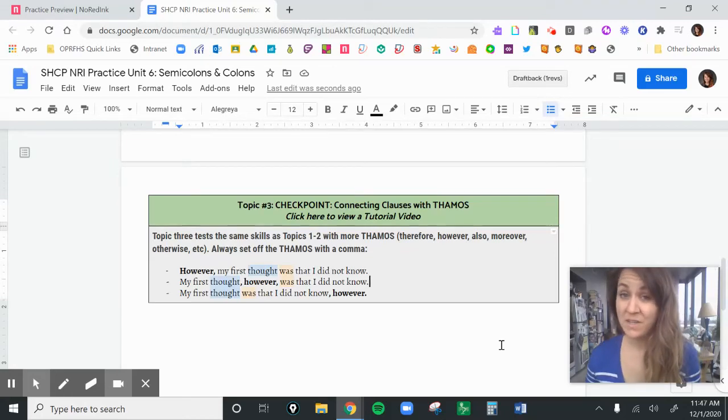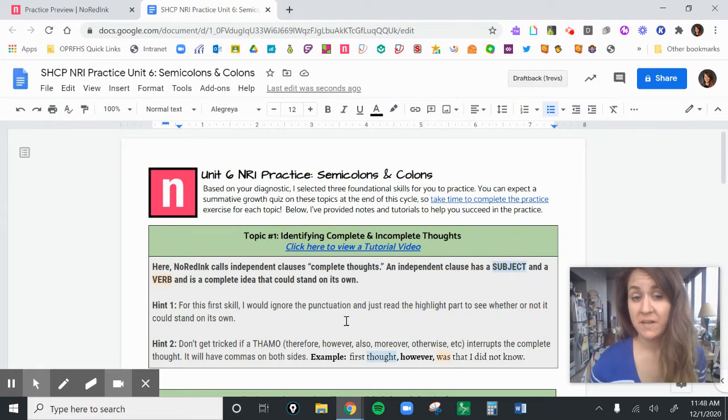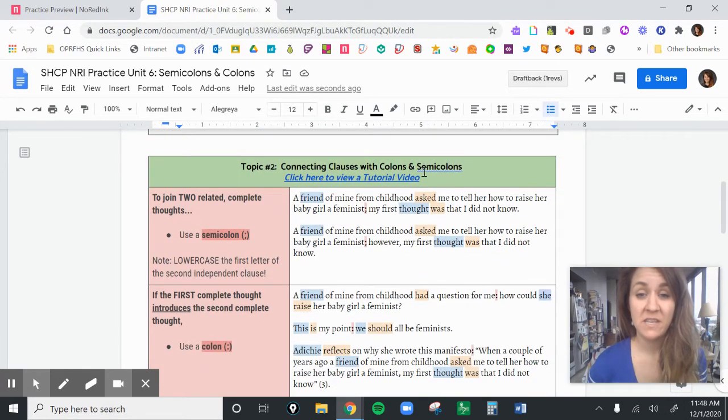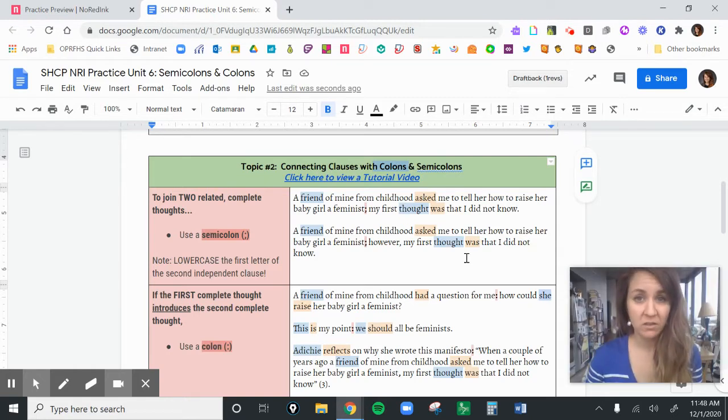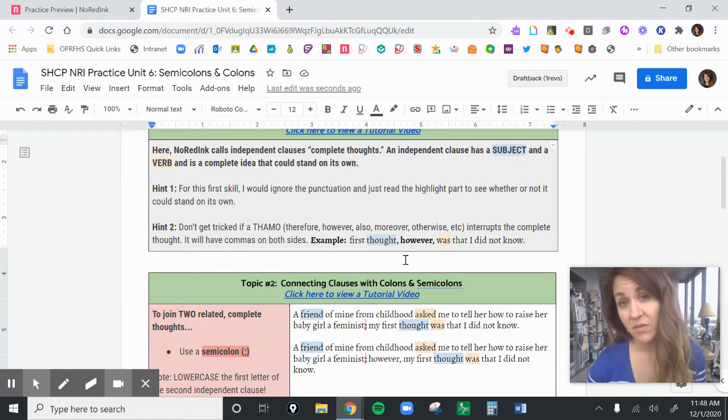All right, so this is the last one for this unit. We already talked about independent and dependent clauses, complete and incomplete thoughts. We also talked about joining together two full thoughts with semicolons and with colons. And in that section, you have to know about THAMOS as well, right? A THAMOS is like a transition word. THAMOS stands for therefore, however, also, moreover, otherwise. But those are just examples. It's kind of any transition word. When you see those, you've got to set them apart with commas.